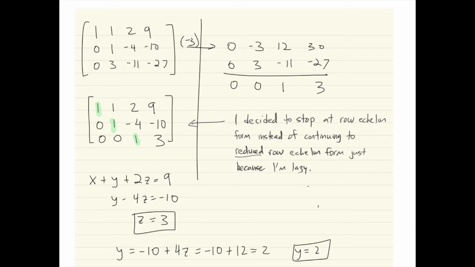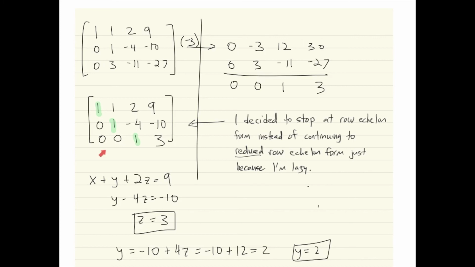It's in row echelon form because the pivot 1s highlighted in green are moving towards the right. Now it's not in reduced row echelon form because we don't have zeros above the pivot 1s. We just have zeros below the pivot 1s. But I decided to stop here because I was essentially lazy, in part because continuing these other steps could lead to introducing some arithmetic errors.